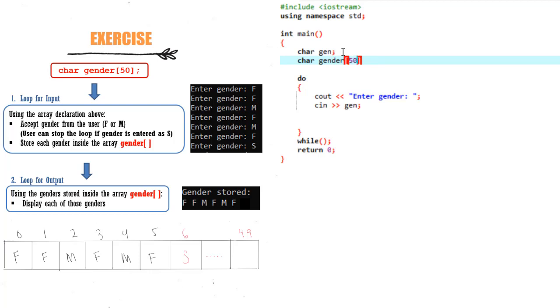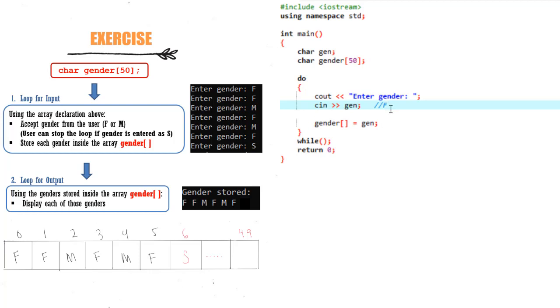So let's say for now I'll just put 50. The maximum number of data that can be stored in this array is 50, which is quite a lot. So we'll do here gender equals to gen, meaning that whatever is inside gen, let's say for example, first we get F. If you want to store F inside an array, the first data should be stored inside the array with the index of 0.